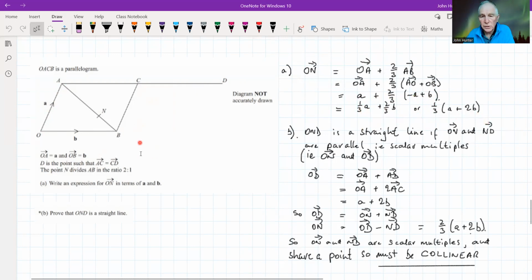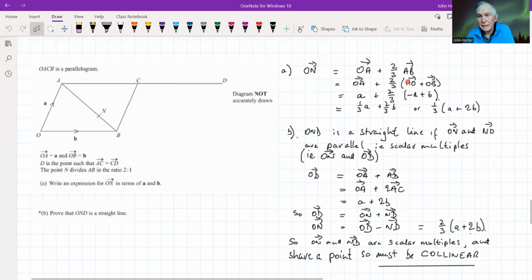So that is ON. That's a typical 3-4 marker, and it's pretty straightforward to do once you get the concept of vector geometry and how we expand and scale these things to 2/3 AB.